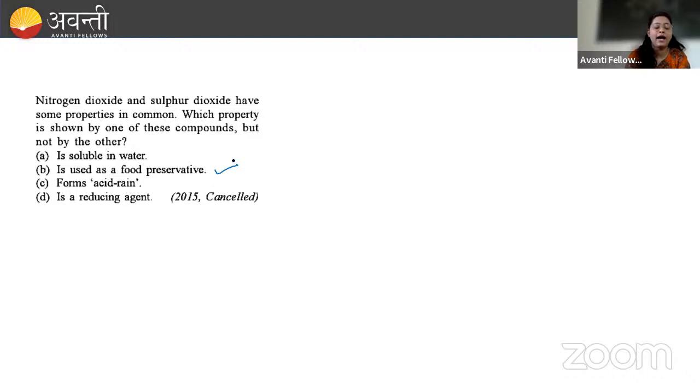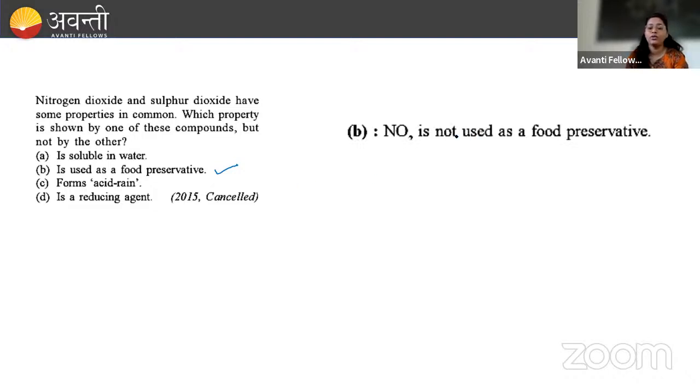Here, you know that. If you don't know that, I will tell you that NO2 gas, okay, NO2 molecule is not used as a food preservative. ठीक है, ये फूड प्रिजर्वेटिव जैसे एक्ट नहीं करता है, ठीक है. बट व्हेन वी टॉक अबाउट बोथ द सब्सटेंसेस ना, दे आर सोल्युबल इन वाटर, दे फॉर्म एसिड रेन एंड दे एक्ट एज अ रिड्यूसिंग एजेंट, बट NO2 is not used as a food preservative. ठीक है, that's why that will be our correct answer, option B.